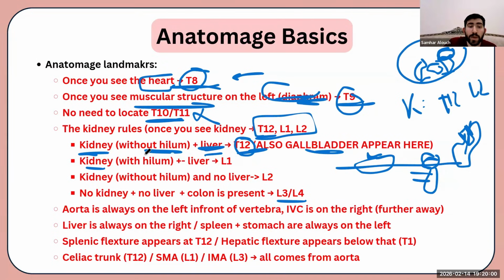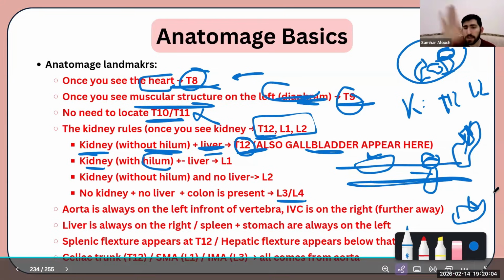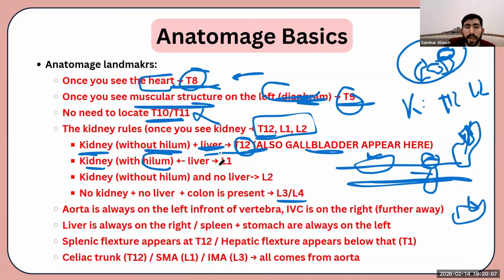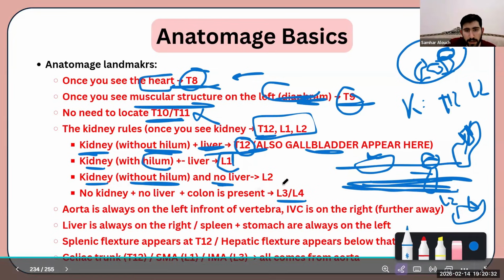However, if you saw the kidney with the hilum, like here, regardless of whether there is liver or not, that's definitely L1. Okay? Always. If you saw kidney with hilum, that's L1. If you saw the kidney without the hilum, however, there is no liver, then we are very low, that's L2. So, kidney without hilum and there is liver, that's T12. Kidney with hilum, regardless of the case, L1. Kidney without the hilum and there is no liver, then we are very low and that's L2.